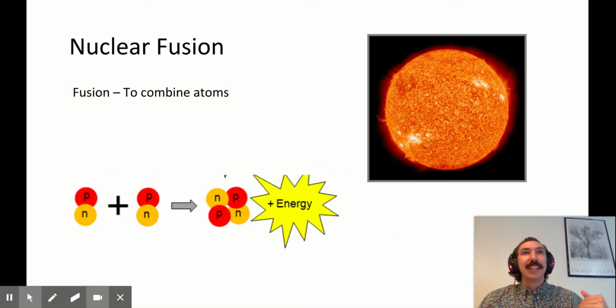Fusion generates a huge amount of energy. Fusion is what happens in the stars. Our sun in particular takes hydrogen atoms mostly, fuses them together to make helium atoms. And that generates a huge amount of energy, and that's what powers the sun.